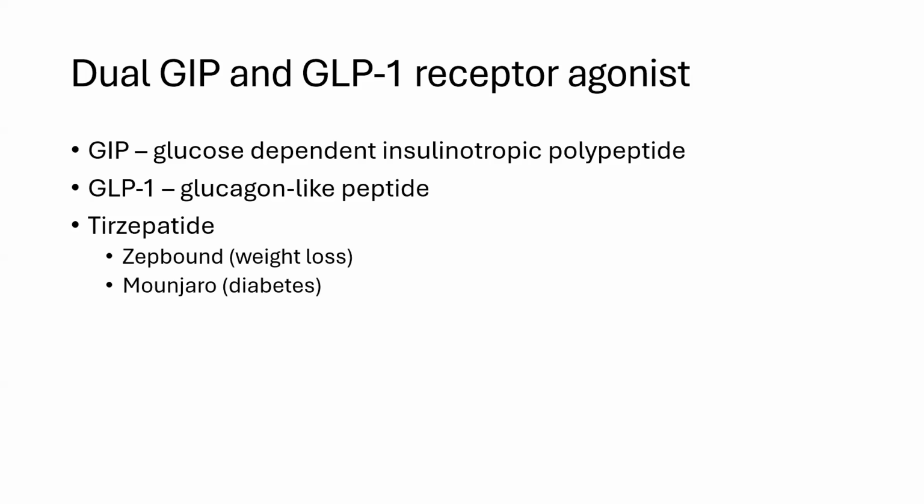There's also now a dual agent, a GIP, or glucose-dependent insulinotropic polypeptide. Say that rapidly. It's combined with a GLP-1 agonist, and it's called tirzepatide, and it has 2 names as well, Zepbound for weight loss and Mounjaro for diabetes. You all may have heard about these because there's a certain fad going on, especially in Hollywood, for people all over the place getting these medicines, which unfortunately are expensive.